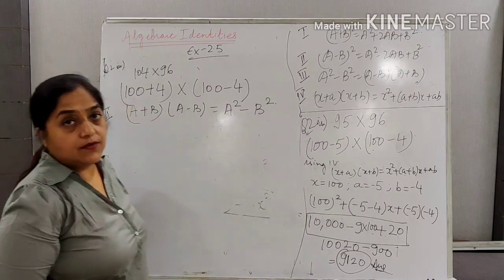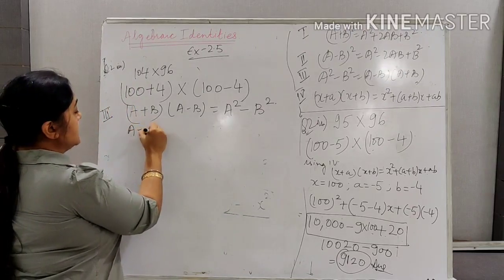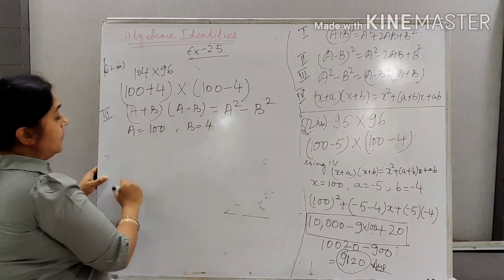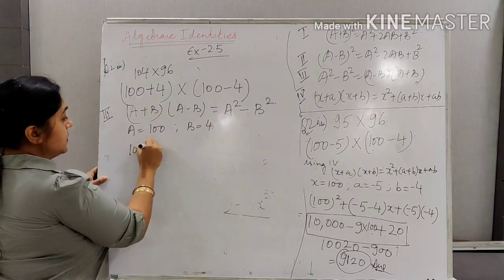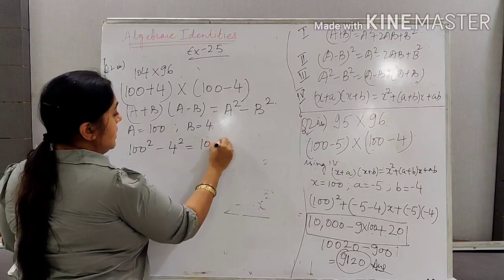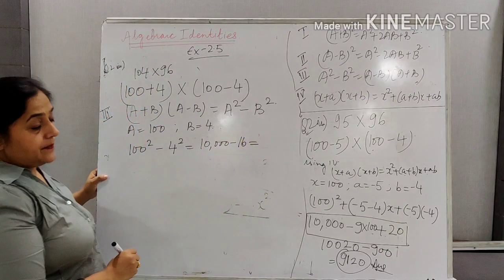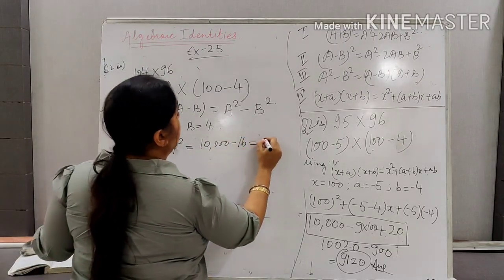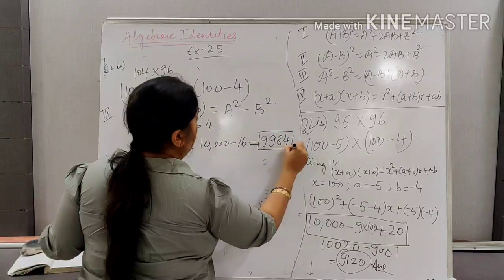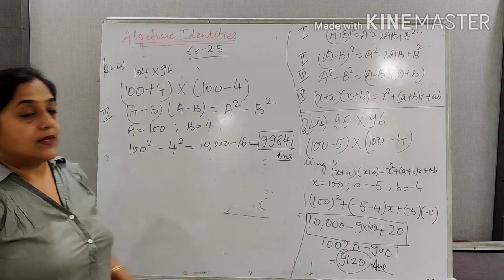Which identity are we using? Identity 3. So a square. What is a here? It is 100. And what is b here? It is 4. So what will you write? 100 square minus 4 square. That is 10,000 minus 16. Got it? So what do you get? 9984 is your answer. Clear? Is this question clear?